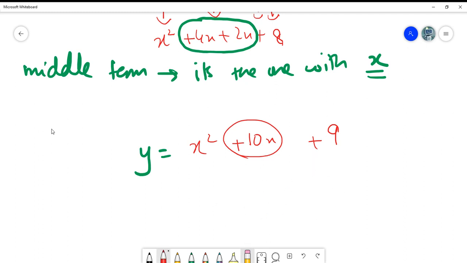Now let's split 10 in another way. Let's split 10 as 5x plus 5x. This is also the wrong option because 5 times 5 is not 9. So the right answer here is 9x plus 1x, because 10 can be split as 9x plus 1x, and 9 times 1 is 9. So 9x plus 1x is the correct way to break the middle term. So what I do now is I'll write x squared plus 9x plus 1x plus 9.